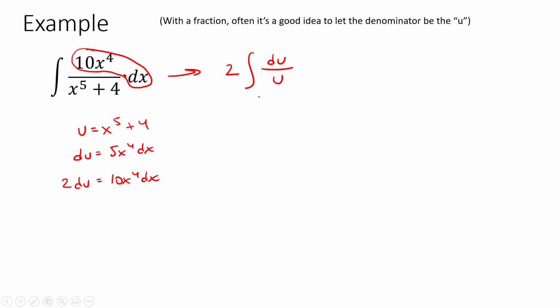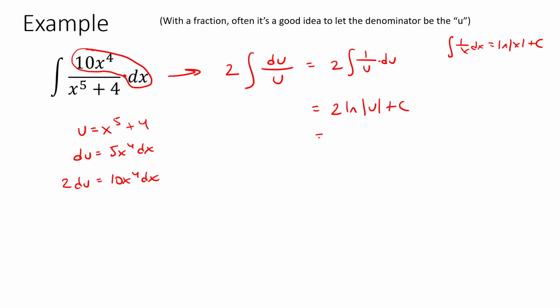So you would look at that and maybe you'd be confused. So remember, you can think of that as really being 1 over u times du, but we know that rule. We learned that 1 over x goes back to being ln of x, right? Just like when the derivative of ln is 1 over x. So this is going to be 2 times the natural log of the absolute value of u plus c. And then we plug that back in. And you win.